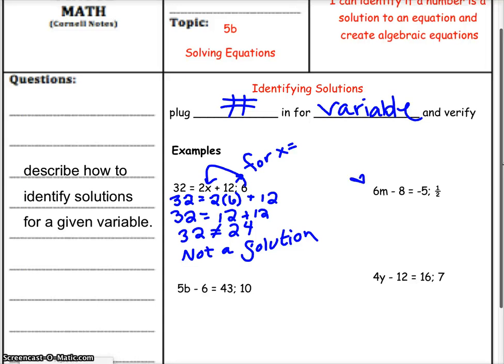Okay, the next one here, 6m minus 8 equals negative 5; m equals 1 half. The semicolon just means for m equaling 1 half. So I put the 1 half there. So that's 6 times 1 half minus 8. Does that equal negative 5? What's half of 6? 3. Does 3 minus 8 equal negative 5? Yes.